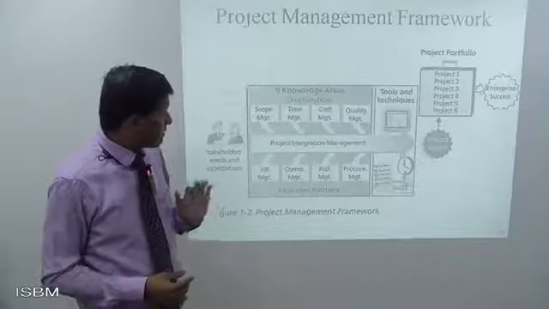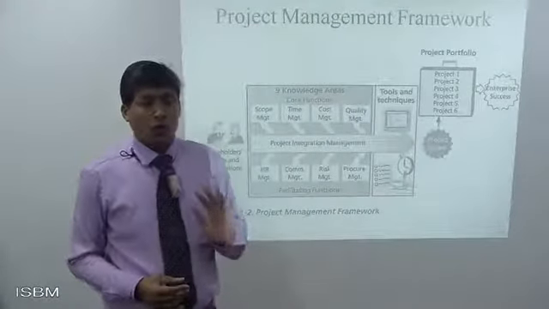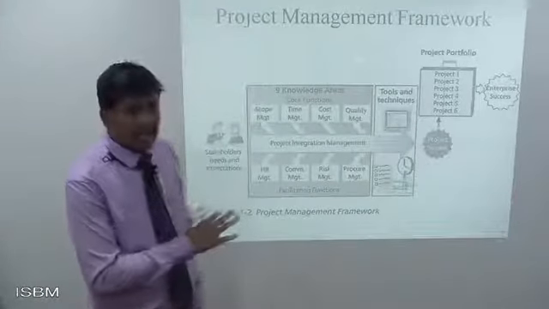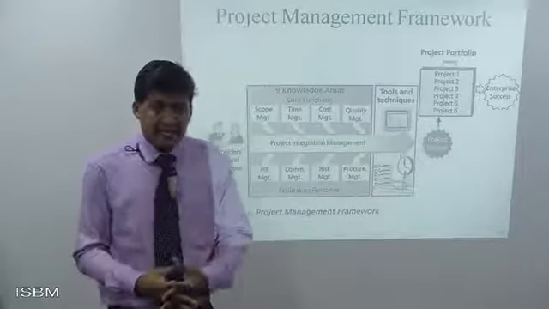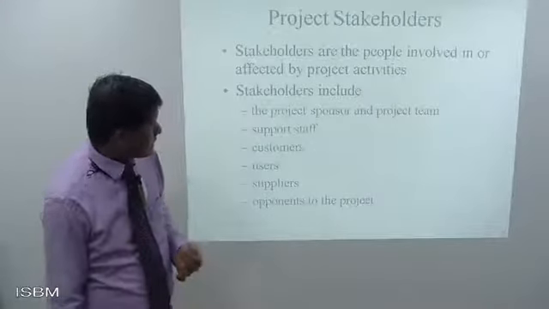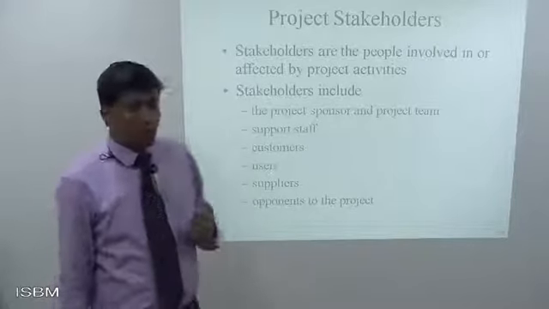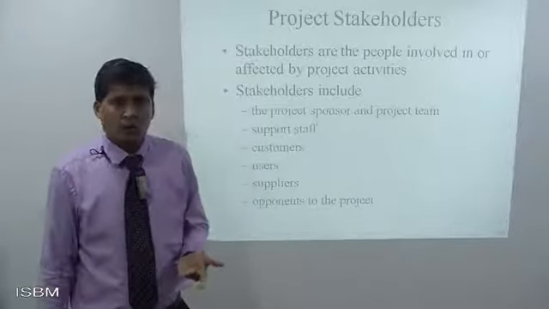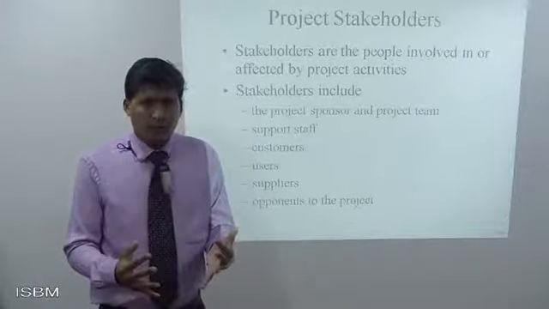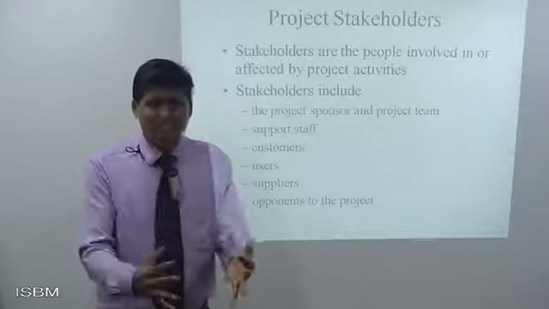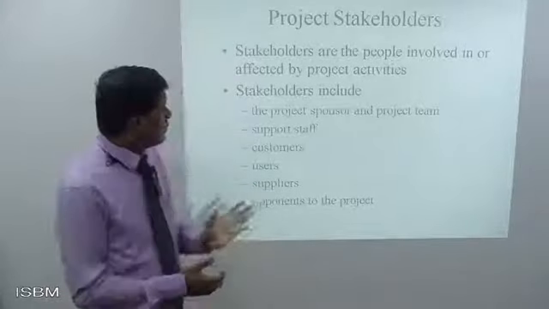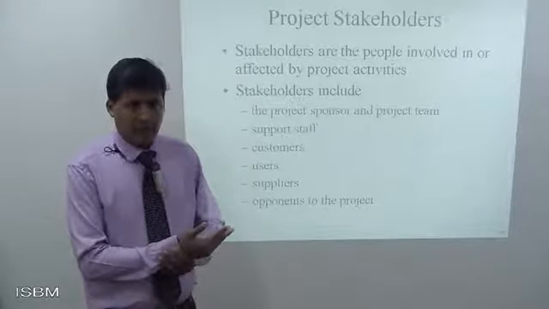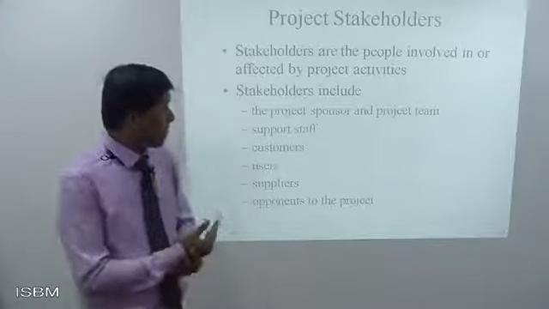So they say there are 9 core knowledge functions, and we will look into one by one how these 9 are interrelated and integrated as well. So first, the project stakeholders. Now it is very important. Who are stakeholders? Stakeholders are people who are impacted by the project. So stakeholders are the people involved in or affected by the project activities.